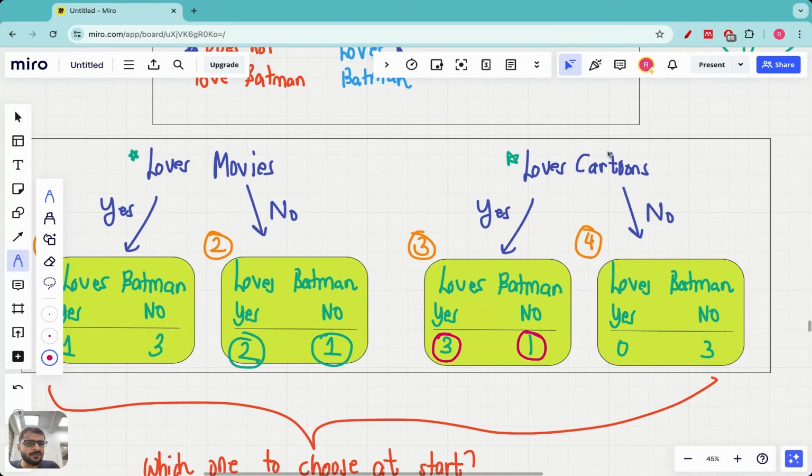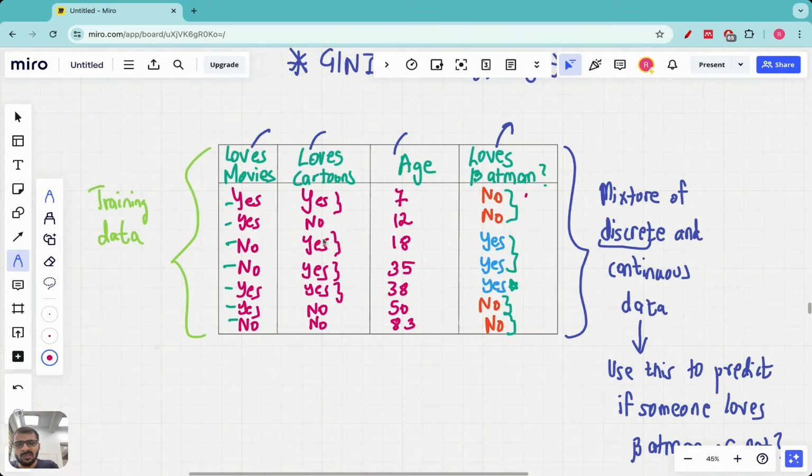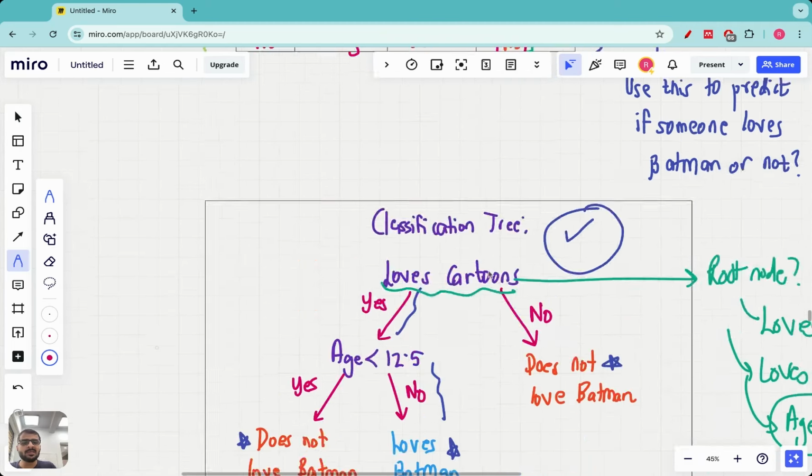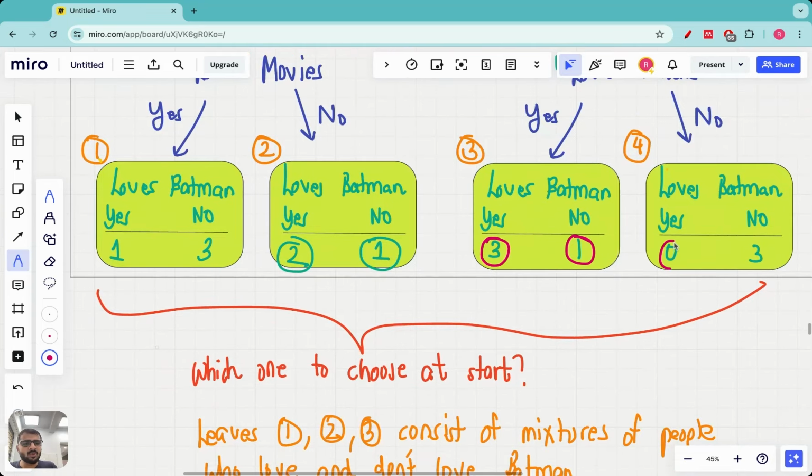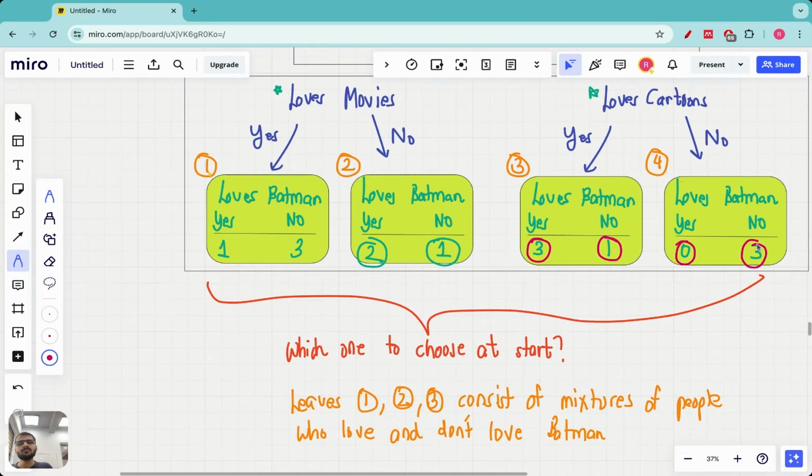And let's look at people who have said no to loves cartoons. So if people who have said no, there is the first person here, the second, and the third. Interesting thing to note is that all the people who have said no to loves cartoons, all of them don't love watching Batman. So there are three no's here and zero yeses.